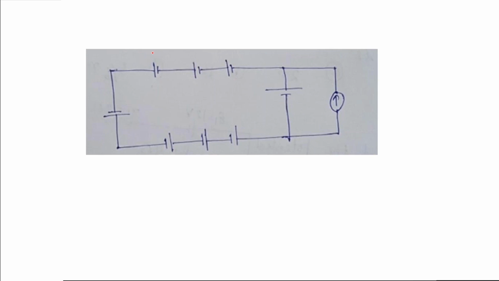I'll just repeat the question for you. See here, 8 cells are there. Each of them has EMF 5 volt and internal resistance 0.2 ohm. So what you have to find out is the voltage reading of this voltmeter. This is a voltmeter. So this is the question.